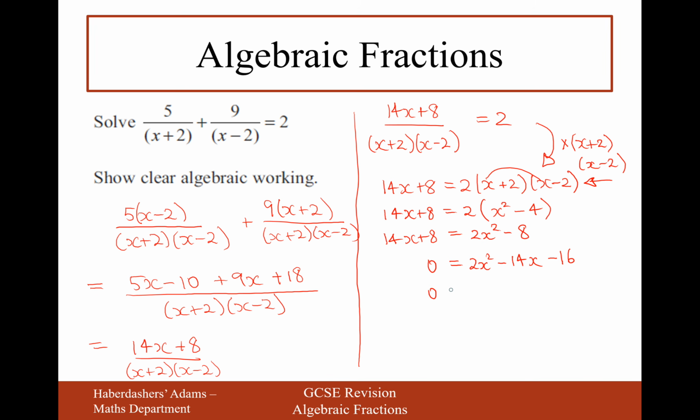So let's divide everything by 2 because I can. x squared minus 7x minus 8. And now let's factorize. It's going to be (x minus 8)(x plus 1).